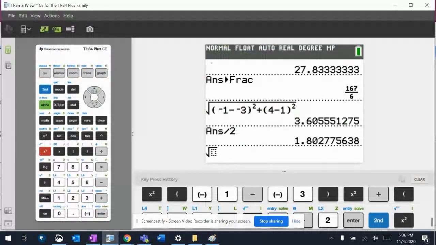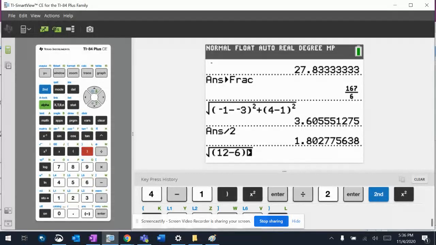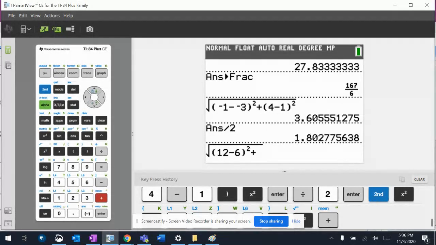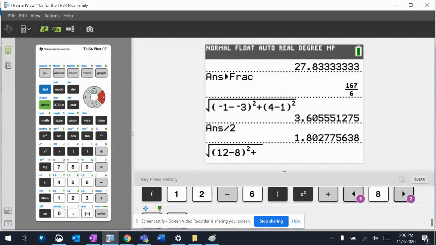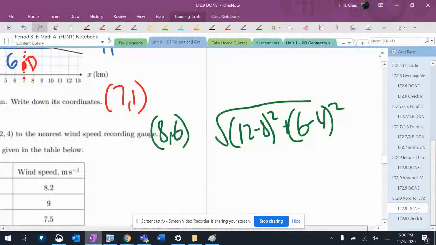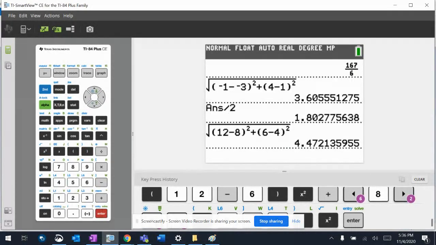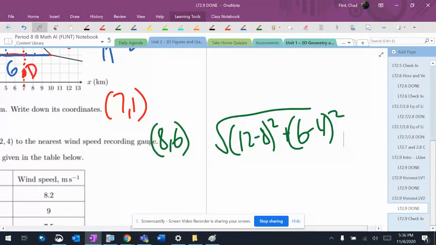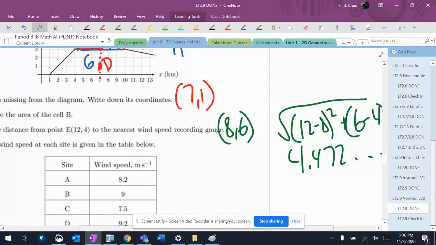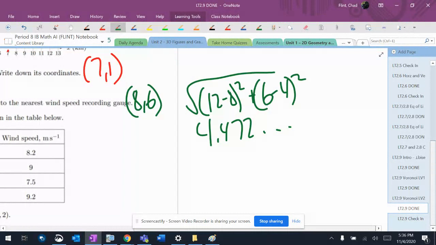So square root of 12 minus 8 squared, I didn't think it was 12 minus 6, 12 minus 8 squared, plus 6 minus 4 squared. Okay, which is 4.472, and so on. It doesn't say what to round to, so I'm going with 4.47. So 4.47 for that answer.